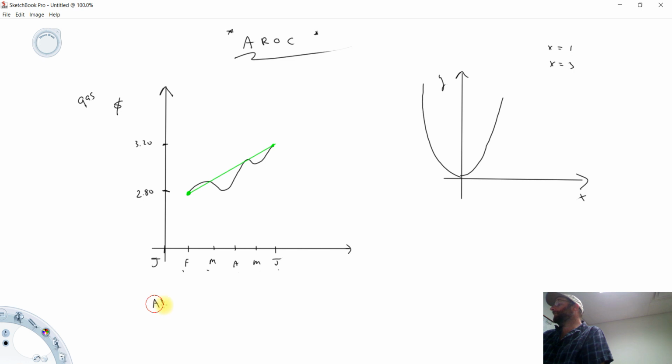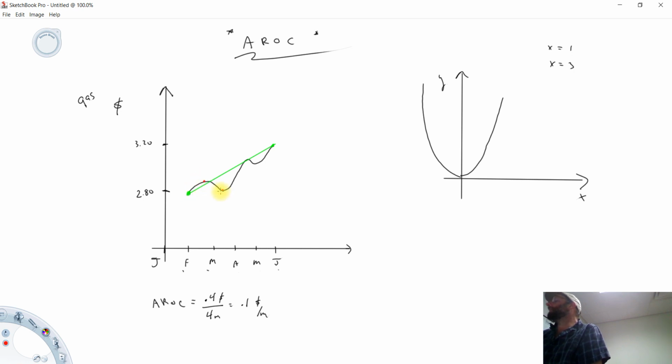So our average rate of change is equal to, in this case, if we go from 280 to 320, an increase of $0.40, 40 cents, divided by 4 months, and we get about $0.10 per month. What that means is, on average, over the last 4 months, it's been going up about 10 cents a month.